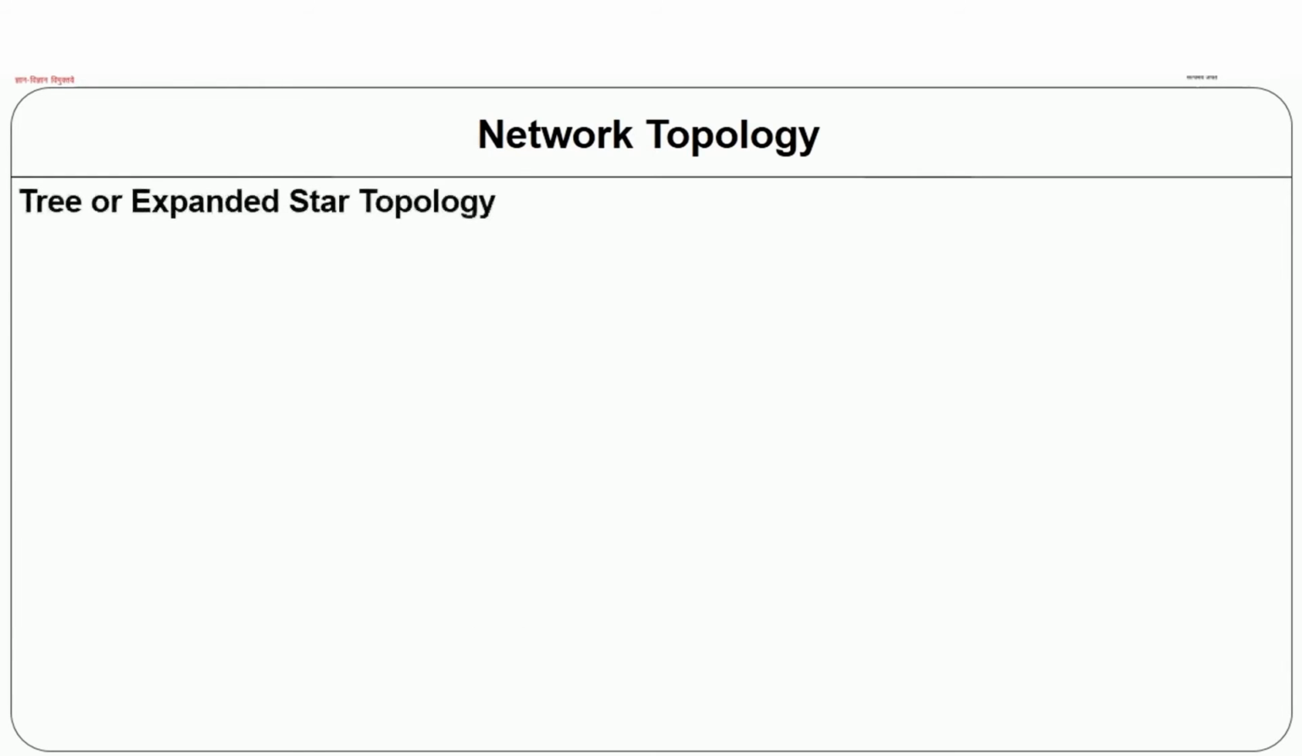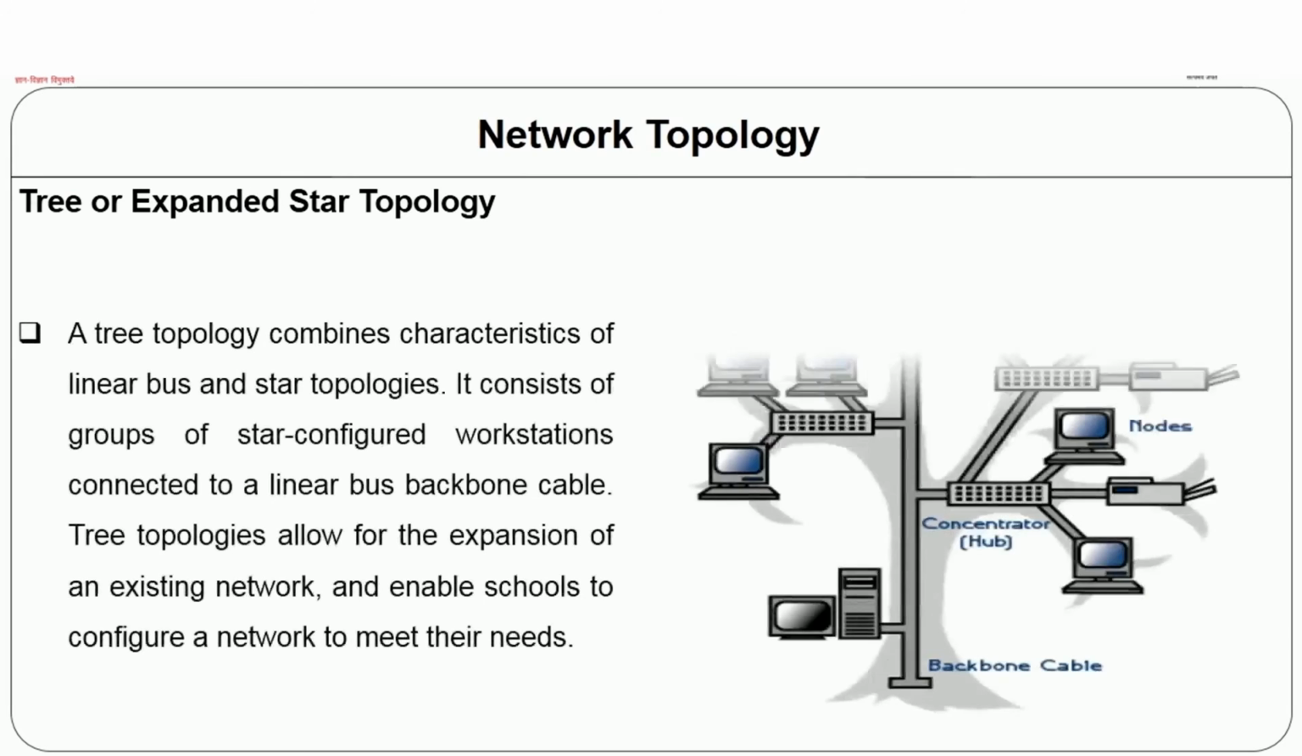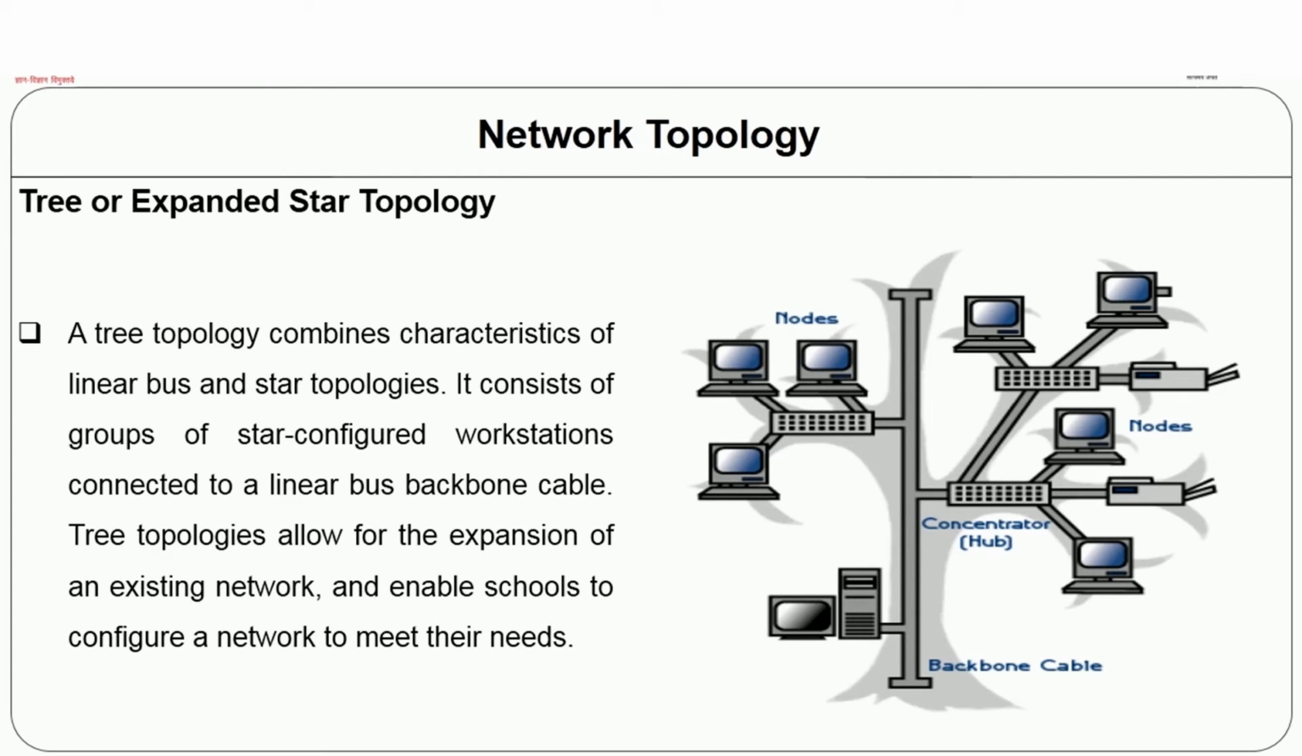Tree or expanded star topology. A tree topology combines characteristics of linear bus and star topology. It consists of groups of star configured workstations connected to a linear bus backbone cable. Tree topology allows for the expansion of an existing network and enables schools to configure a network to meet their needs.